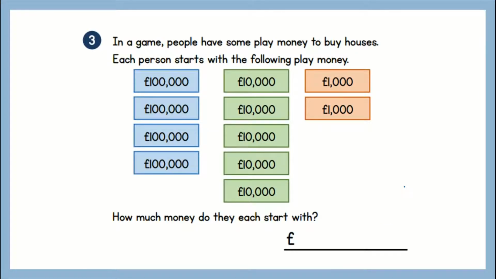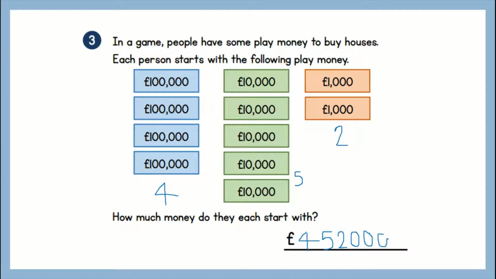Question 3. In a game, people have some play money to buy houses. Each person starts with the following play money. How much money do they start with? So we have 2 1000s, 1, 2, 3, 4, 5, 5 10,000s, and 4 100,000s. Now we're going to write this out. So 4 in the 100,000s column, 5 in the 10,000s column, 2 in the 1000s column. Then we don't have any hundreds or tens or ones, so we can just place a 0 in their position.